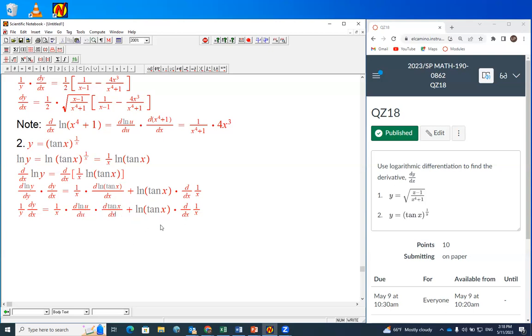And for a lot of you, you can just write it down. The derivative of ln u with respect to u is just 1 over u, and u is tangent x. And the derivative of tangent x with respect to x is secant squared. So that part is done. And the second part, the derivative of 1 over x is negative 1 over x squared. And here, if you write it this way, you must have the parentheses.